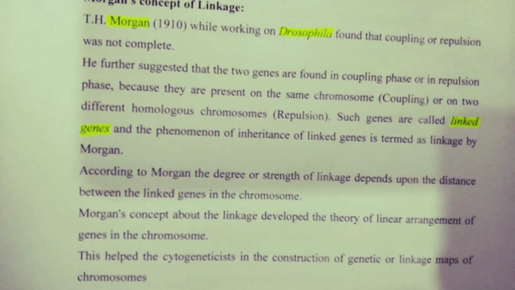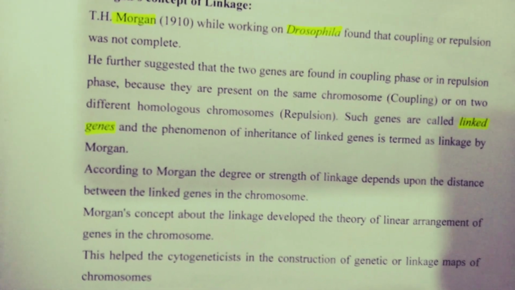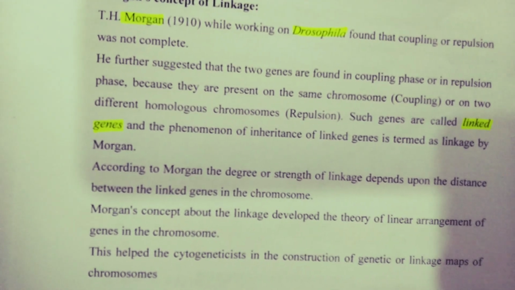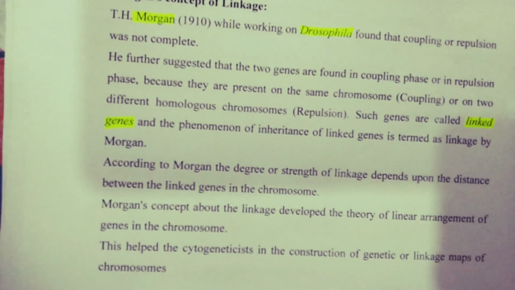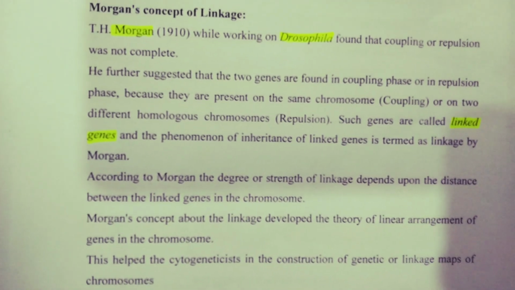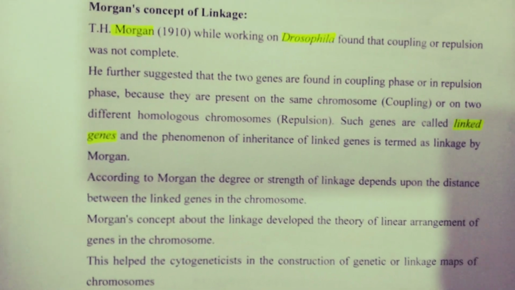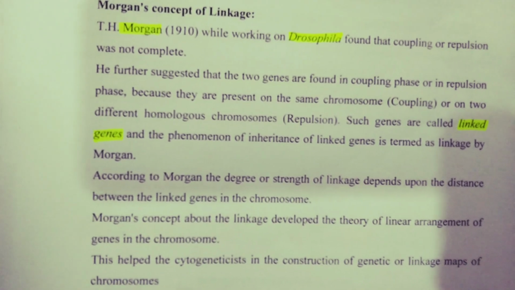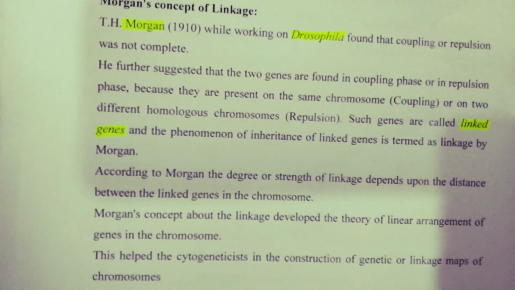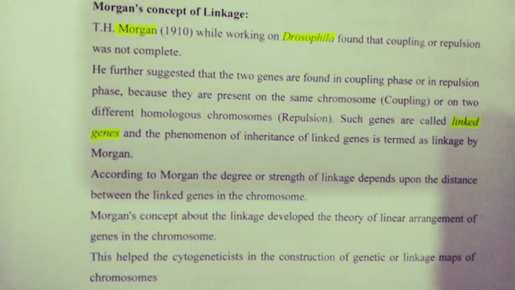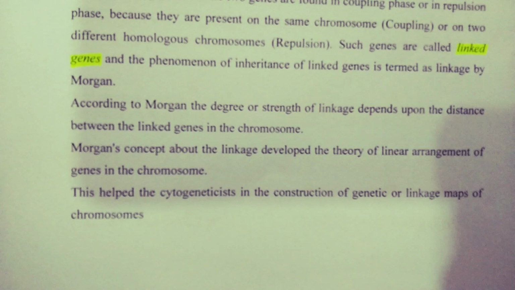If one dominant and one recessive gene are present on the single chromosome, then they repulse each other. That means they tend to separate from each other. That phenomenon is repulsion. That is also studied in the previous video. I think you understood very well.